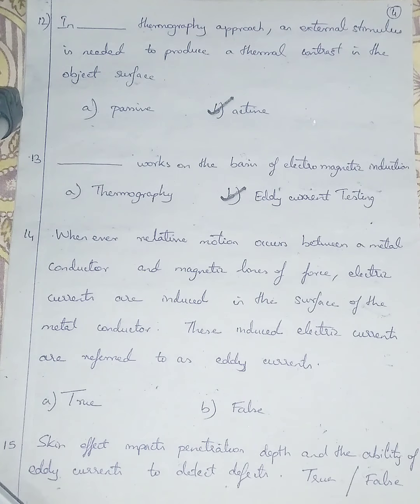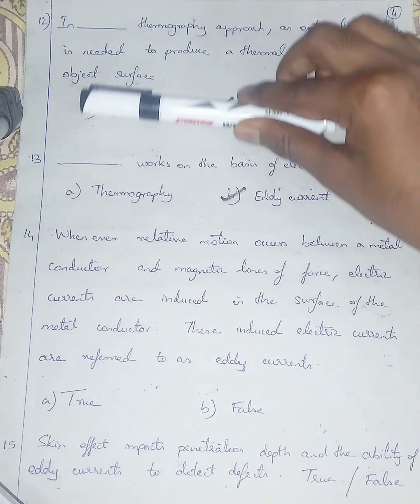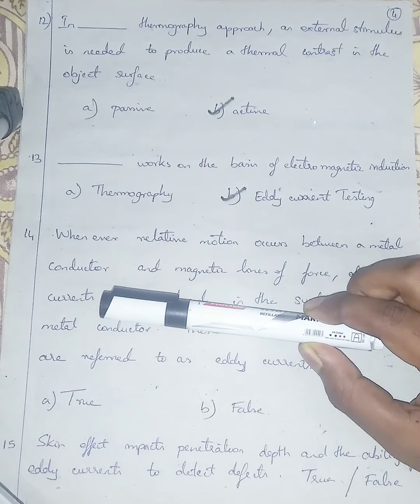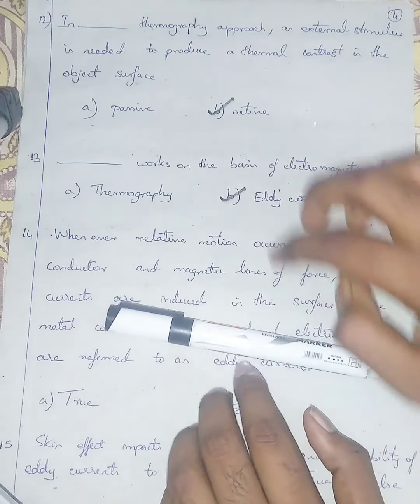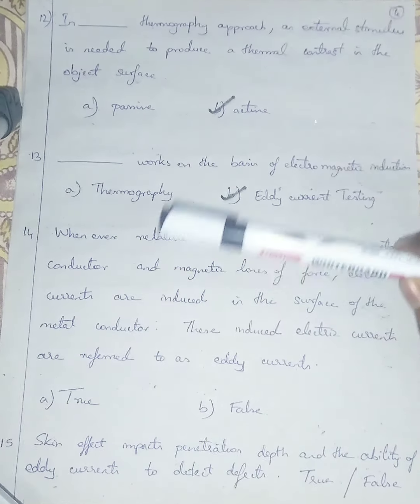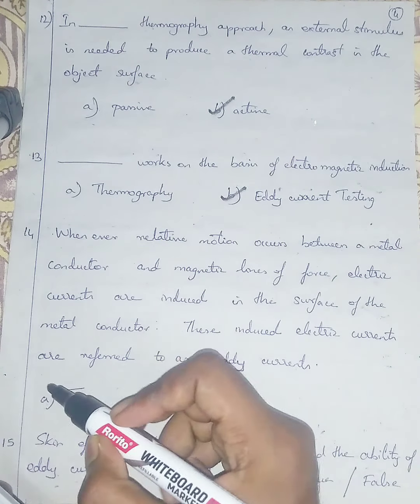When a metal conductor is brought into a magnetic field, it is moved. Imagine this paper is the magnetic lines and this is a metal conductor. I am moving this metal conductor on the magnetic field, then there will be current induced in the direction opposite to this magnetic field, and that current is called eddy current. Okay, so I am going with option number A, true.